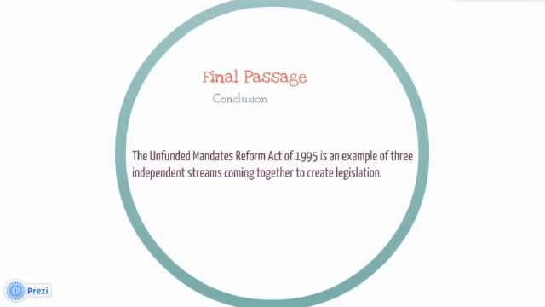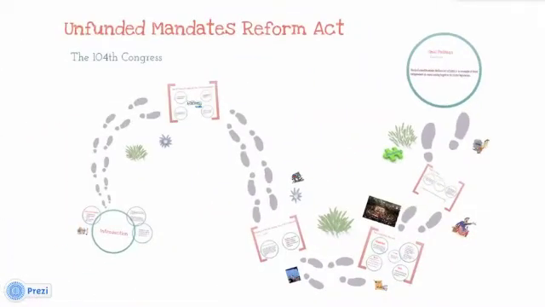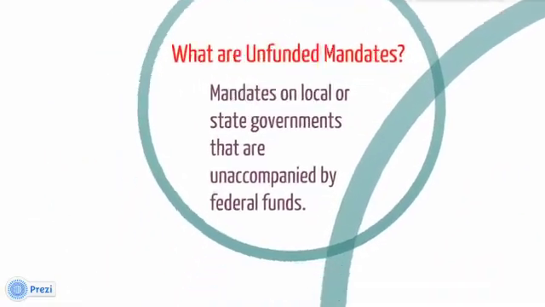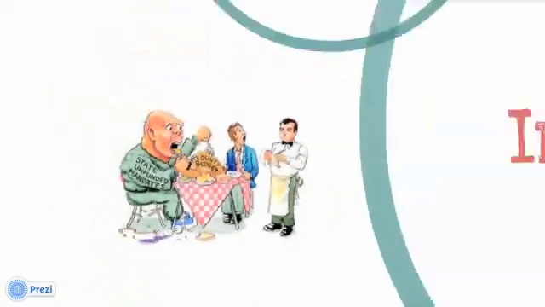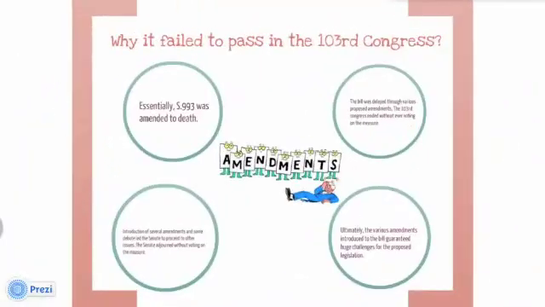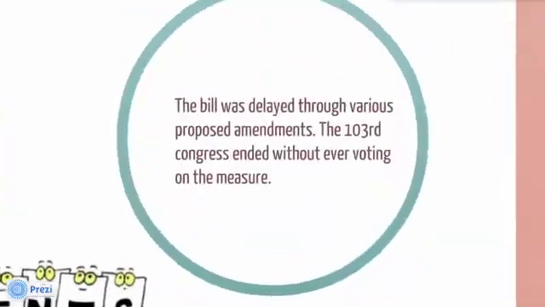Unfunded mandate reform was recognized as a problem in the 1980s. The second stream, the formation and refining of policy proposals, started in the 102nd Congress. But bills continued to fail because only two of the three streams were coming together, while the third, politics, was still running independently.